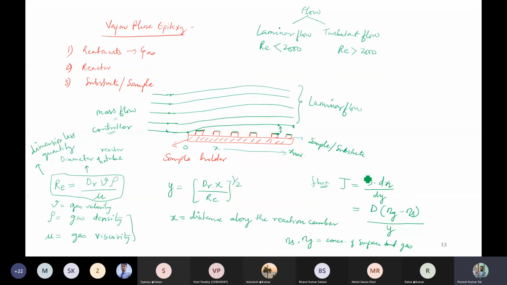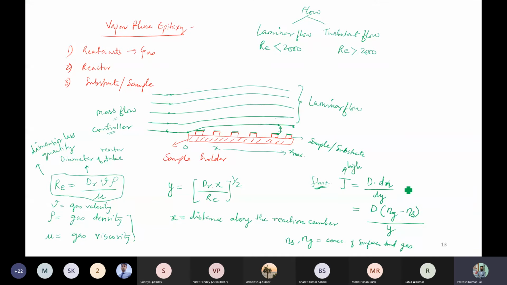Okay, so this is the concentration gradient with respect to two different layers. This is layer 1, layer 2, and different layer gases will be there. If this difference is high, then the flux will be high. If the flux is high, then the deposition of the epitaxial layer will be better. So this J, the flux density, should be high so that the deposition of the epitaxial layer is better, and it is given by this formula.